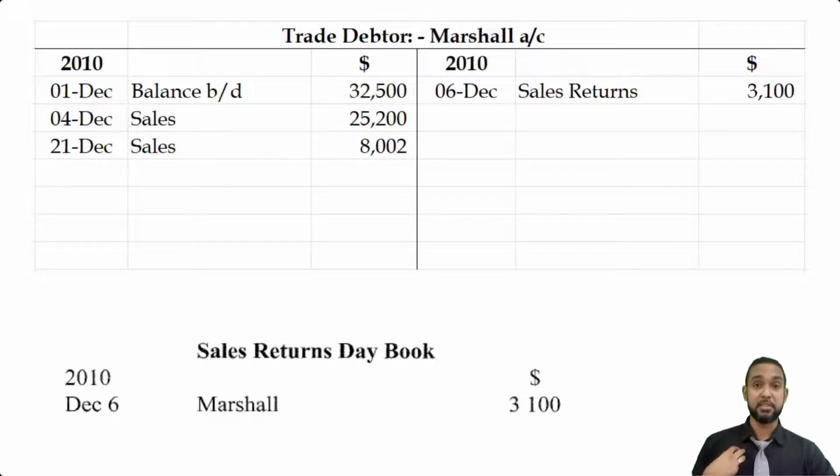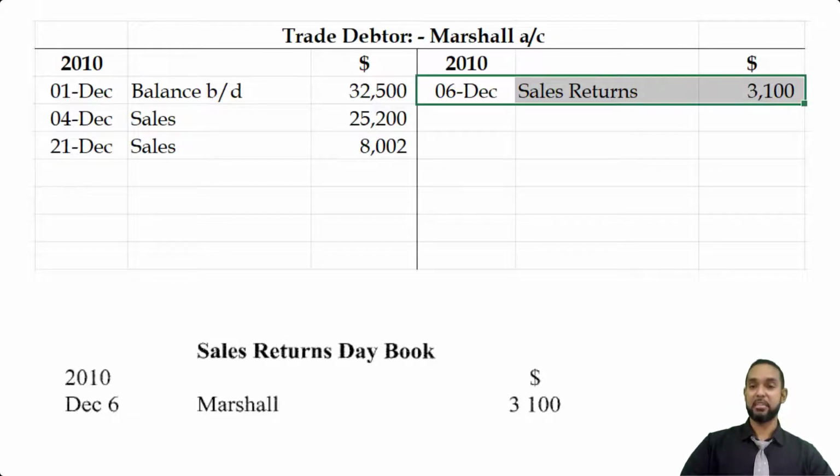The amount owed to us, because Marshall sent back some goods, they no longer have to pay for those goods. Hence, the total amount owed to us is going down. That's a decrease in an asset, which is recorded via a credit to the asset account.